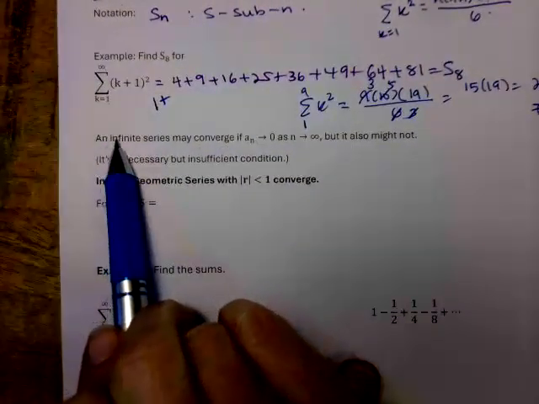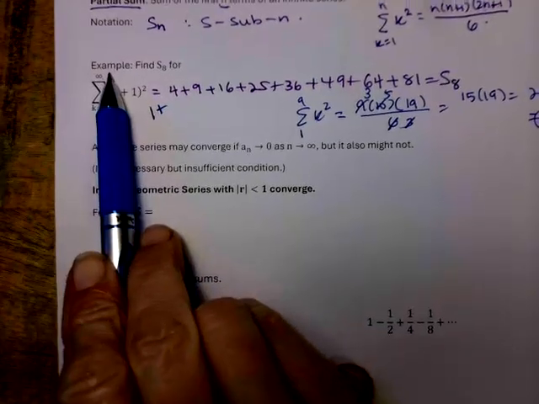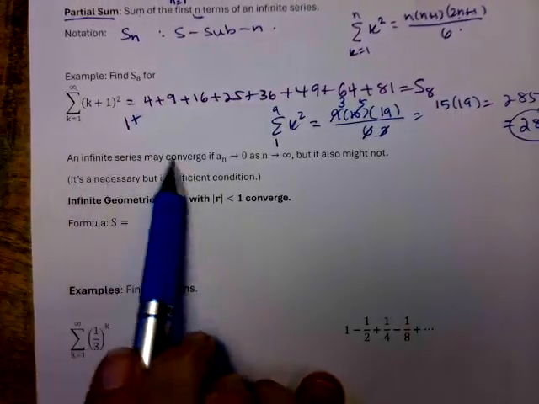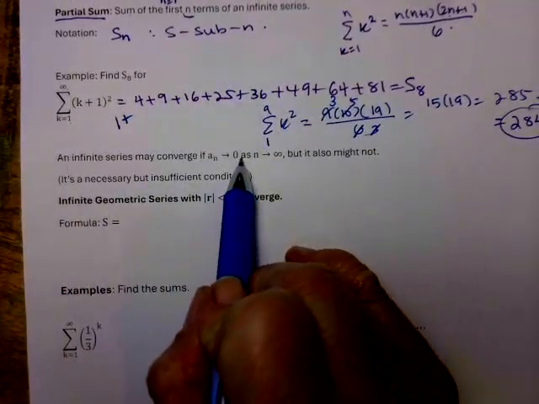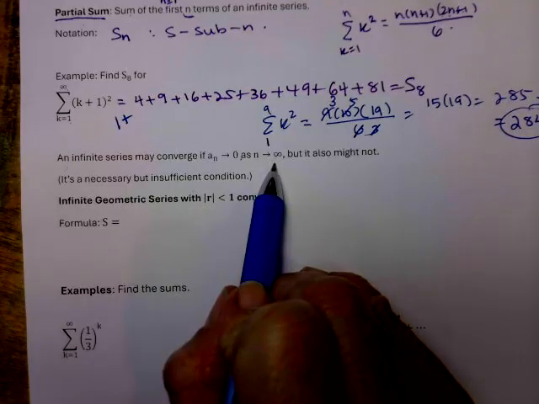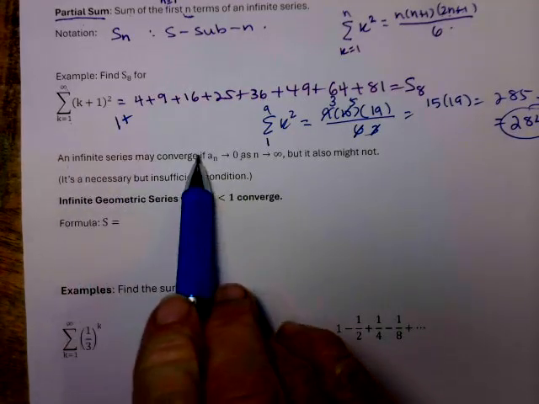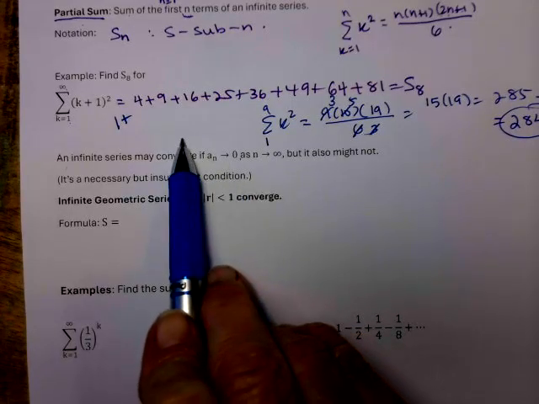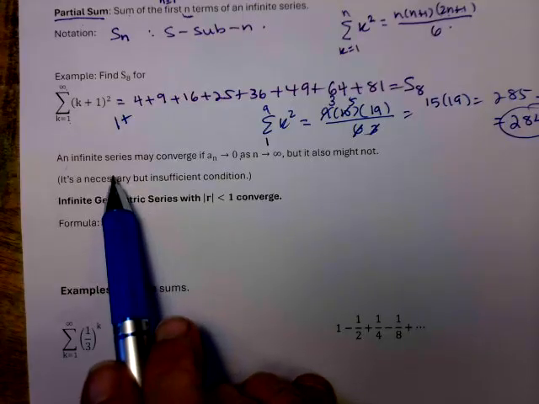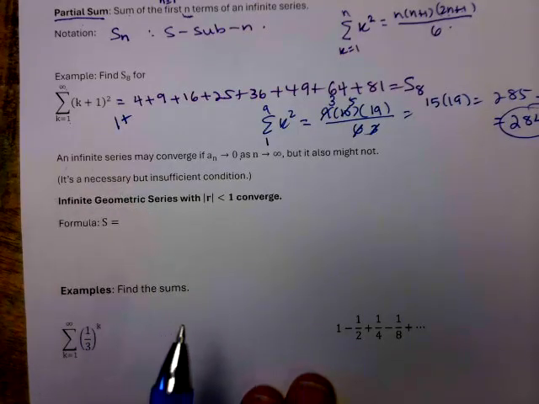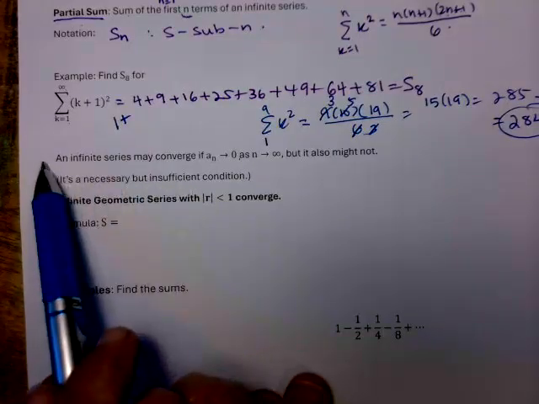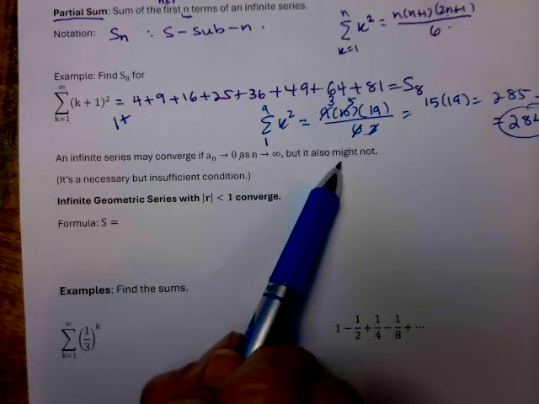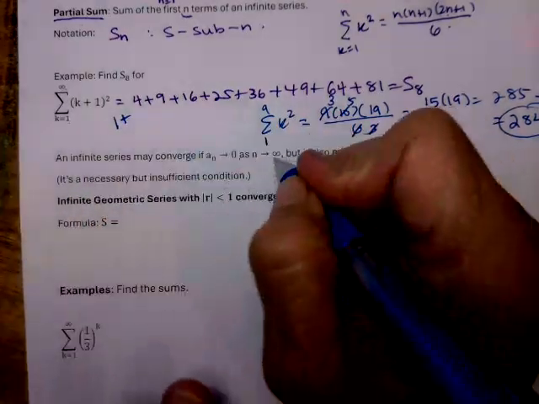Now, we might have an infinite series, where we're going to add up infinitely many numbers. It may converge. If it does converge, then a sub n has to go to 0 as n gets big. But just because a sub n goes to 0 as n gets big, that's not sufficient to say that the series converges. So an infinite series may converge if a sub n goes to 0 as n gets big, but it also might not.